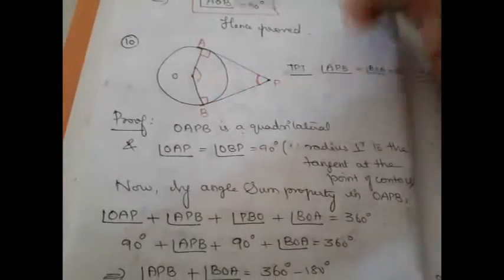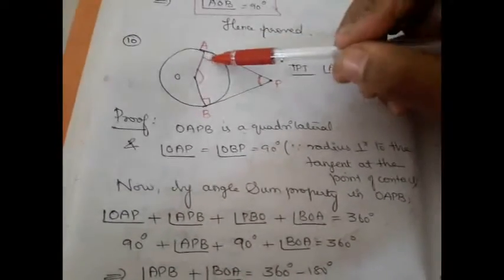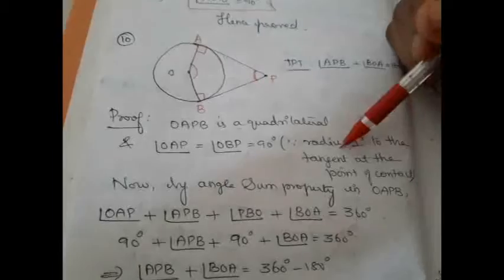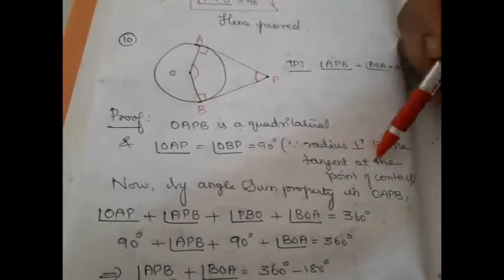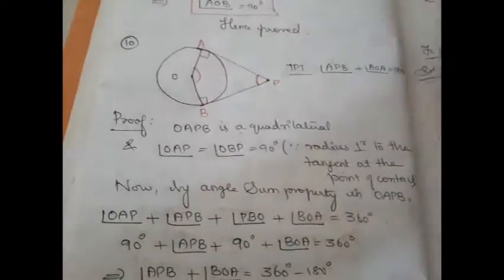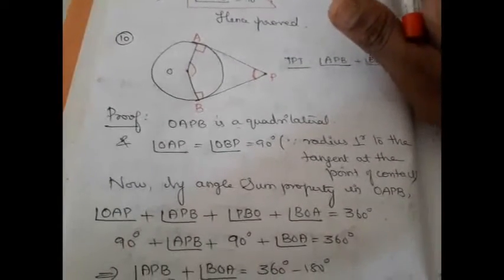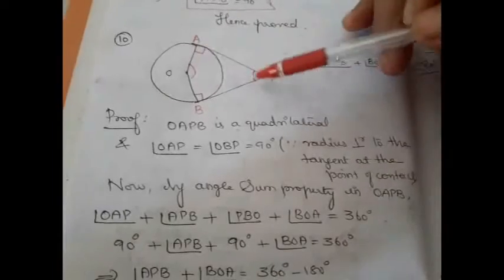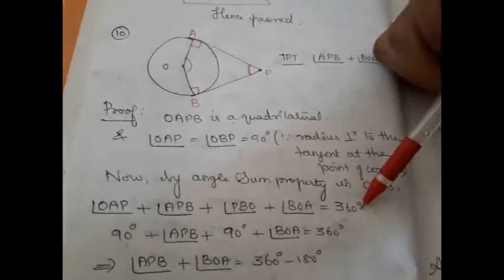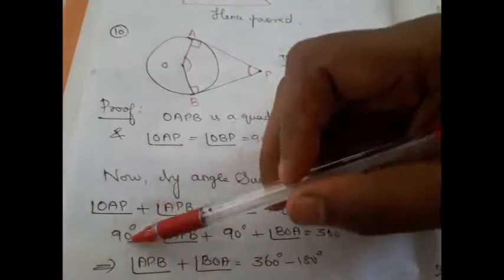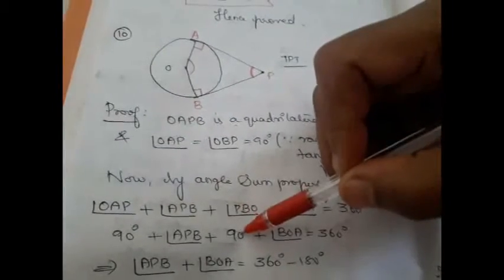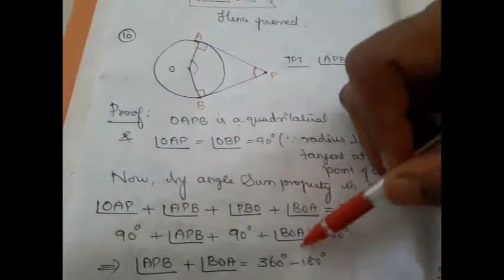Yes, I repeat, APBO is a quadrilateral. We know these 2 angles are 90 degrees because the radius is perpendicular to the tangent at the point of contact. Now simply we are going to apply the angle sum property of a quadrilateral. So the sum of all the 4 angles is equal to 360 degrees. In this we know this is 90 degrees, this is also 90 degrees. Therefore angle APB plus angle BOA equals 360 degrees minus these.